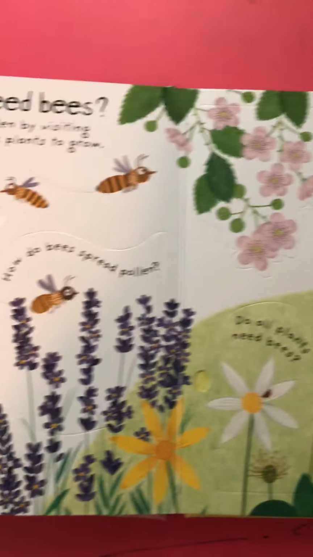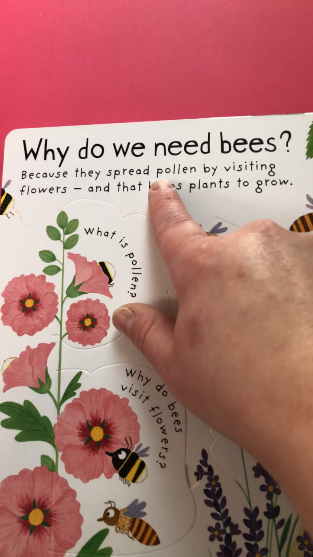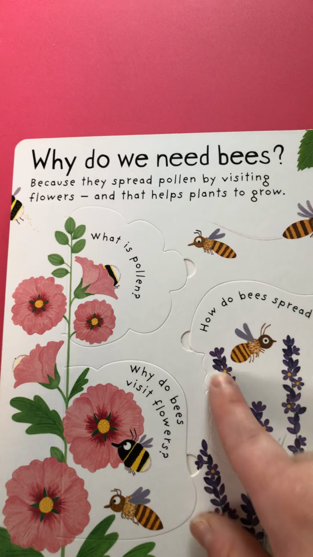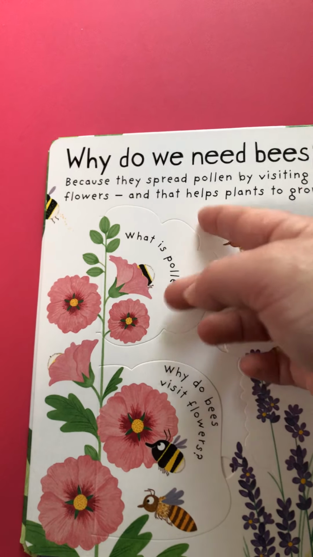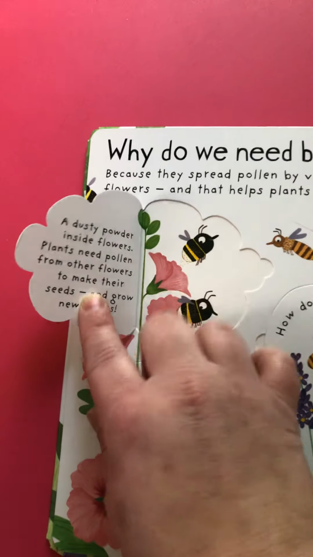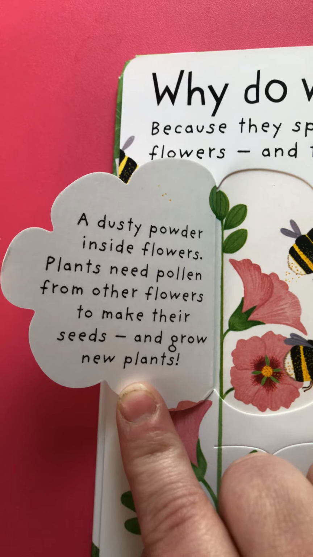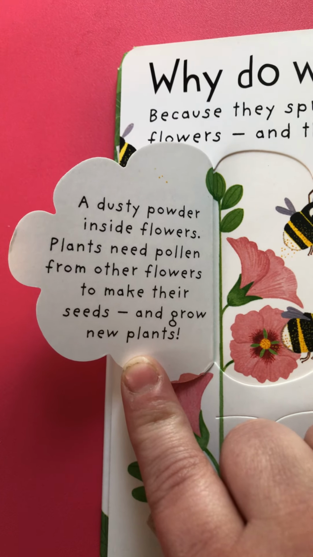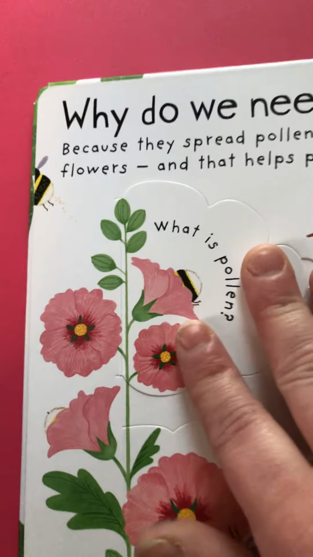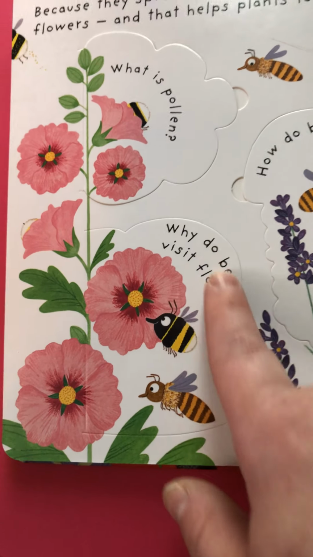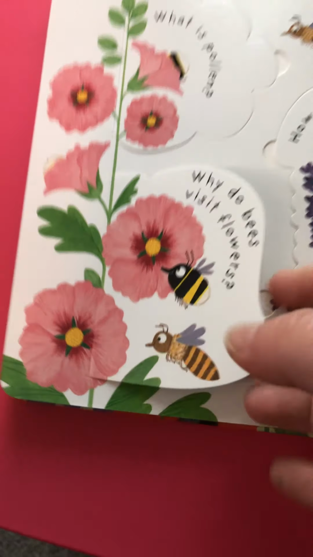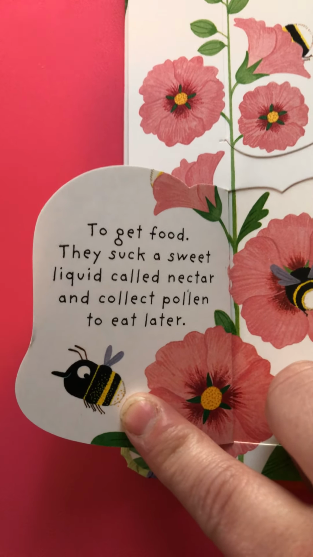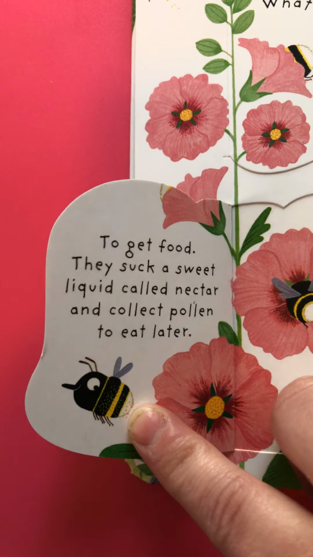Okay, it says because they spread pollen by visiting flowers, and that helps plants to grow. But what is pollen? Let's learn about what pollen is. It is a dusty powder inside flowers. Plants need pollen from other flowers to make their seeds and grow new plants. But why do bees visit flowers? To get food. They suck a sweet liquid called nectar and collect the pollen to eat later.